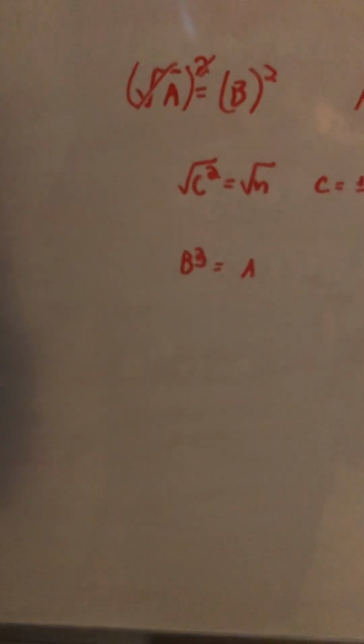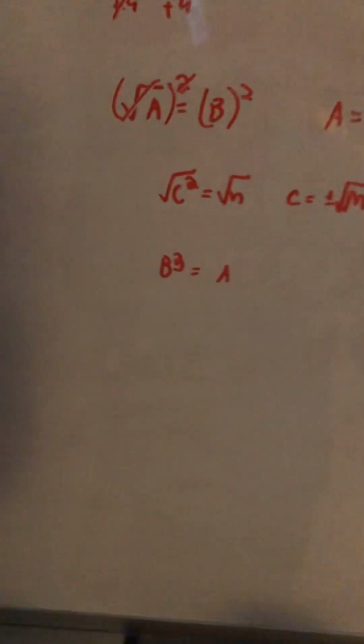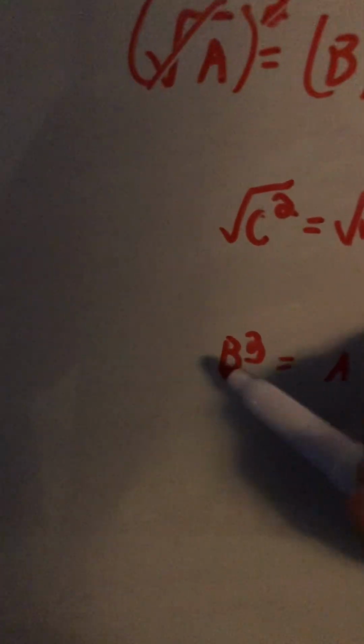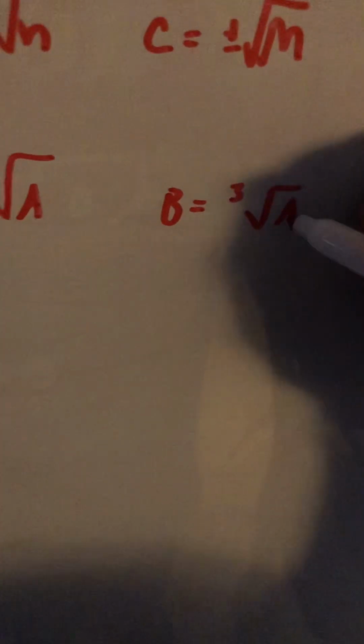Alright, what about this one? B cubed is equal to a. Solve for b. When you have b cubed, you want to take the cube root of each side, just like this. So the cubes cancel out, and I get b is equal to the cube root of a. So that's just a couple of examples.